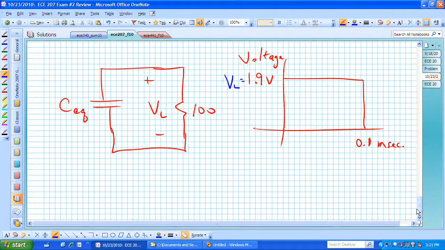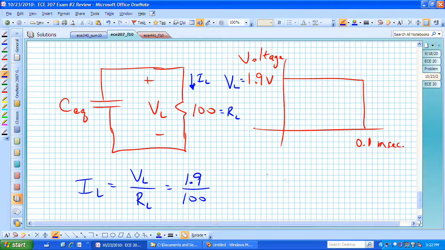Let's now figure out what we have. Well, if this pulse across V sub L is 1.9 volts for a particular length of time, and we know the resistance, we actually can find the current going through that resistor. Let's call it I sub L. That's just V sub L over R sub L, and on average it's 1.9 volts. This was a 100 ohm resistor, and so we now have 0.019 amps for our current that's going through this series connection of a capacitor and a resistor.